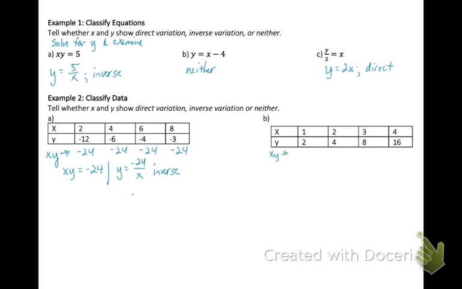Now let's try table B. X times y: 2, 8, 24, no, that's not constant, so not inverse. Y divided by x: we have a constant at first, but then 8/3, so that's no. So this table does not show either a direct or inverse variation relationship.